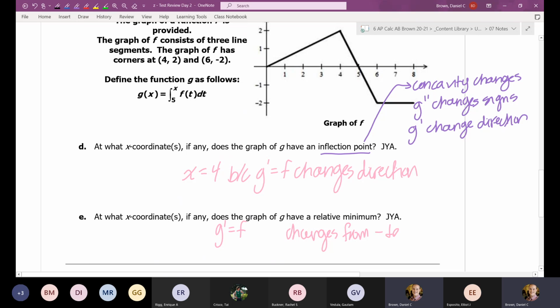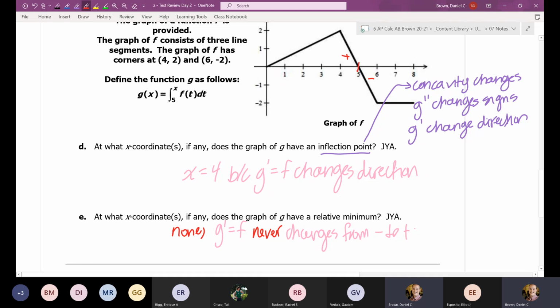from negative to positive. Is there a time where G prime, which is equal to F, is changing from negative to positive? 5. So something does change at 5, but what is it changing to from 5? Positive to negative. So does this graph have a relative minimum? No. So I'm just going to say there's none. Why? Because G prime, which is equal to F, never changes signs from negative to positive.